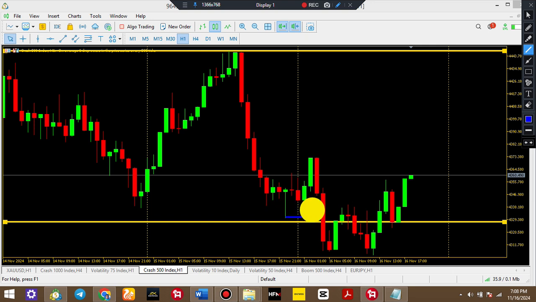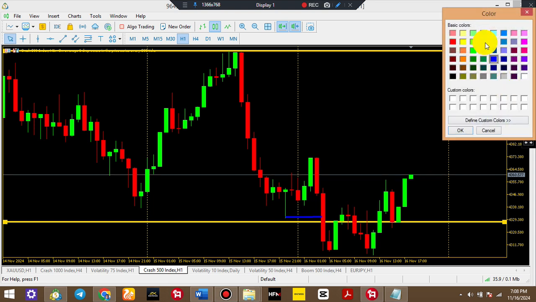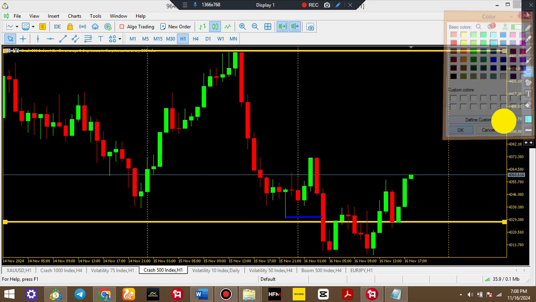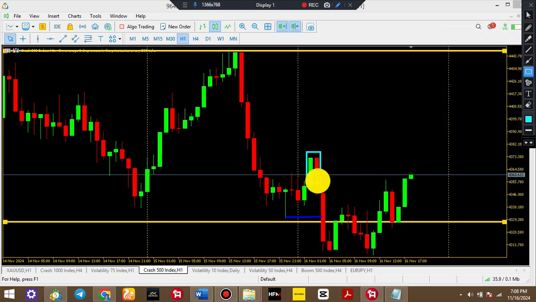Our BOS is here now. Sorry. Our break of structure is here. So our supply zone, we can consider this area as our what? Supply zone. Right? Now, if we should go down to the lower time frame, we can keep modifying this zone.